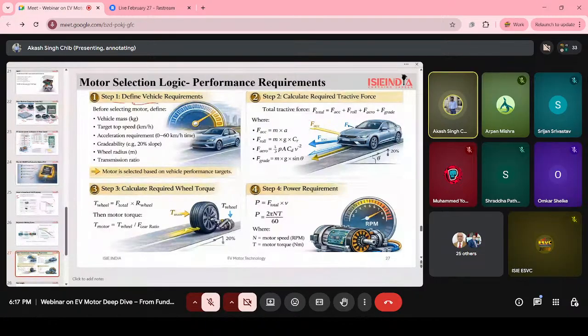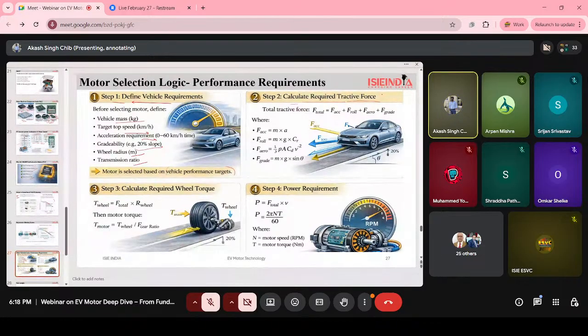Okay, first, step one. You have to define the vehicle requirements. You have to check the vehicle mass, target top speed, acceleration requirement, gradability, wheel radius, and the transmission ratio. Basically, the motor is selected based on these vehicle performance targets. The second step is to calculate the required tractive force. You have to calculate all these to get a perfect motor for your vehicle.